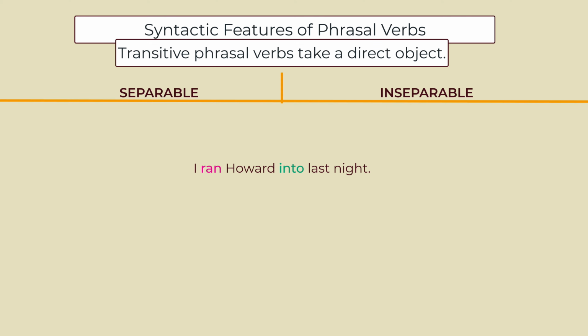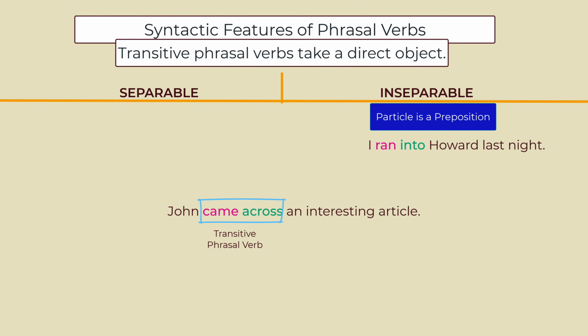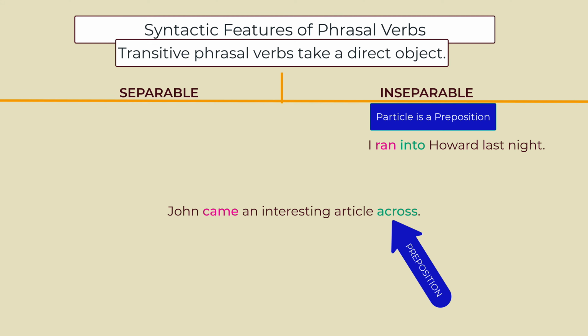It sounds illogical. This is because into is a preposition. So when the particle is a preposition, the phrasal verb is inseparable. You cannot separate it. John came across an interesting article. Not, John came an interesting article across. This is because across is functioning as a preposition.